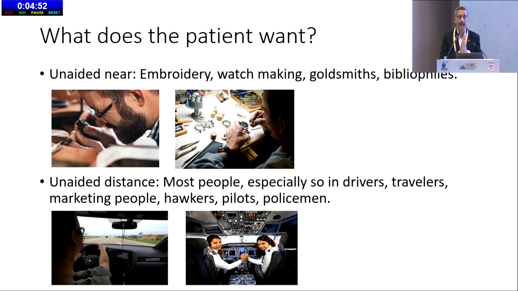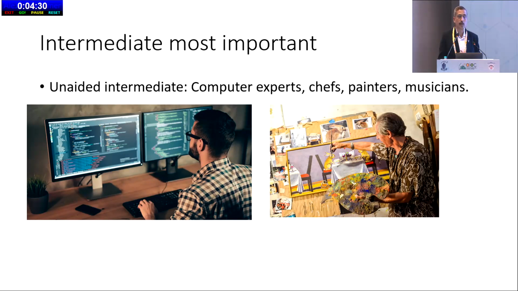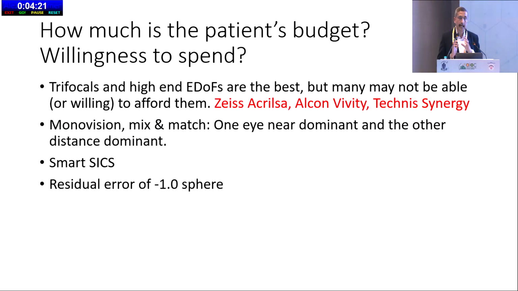Before we go ahead, we have to choose what it is that the patient wants. Some patients want to do near work more, like embroidery, watchmaking, goldsmiths, readers. Many of them, especially those who work outdoors, drivers, travelers, marketing people, hawkers, pilots, policemen, want good distant vision. But the majority of our patients want good unaided intermediate vision: computer experts, painters, musicians, cooks. Once we know that, then how much is the patient willing to spend?